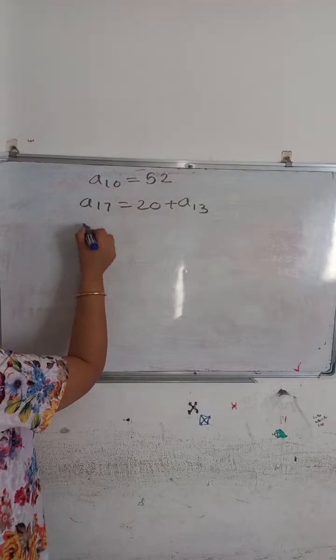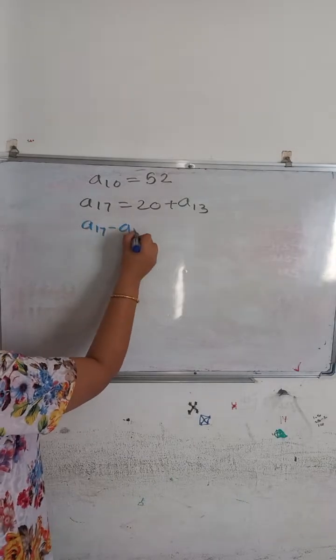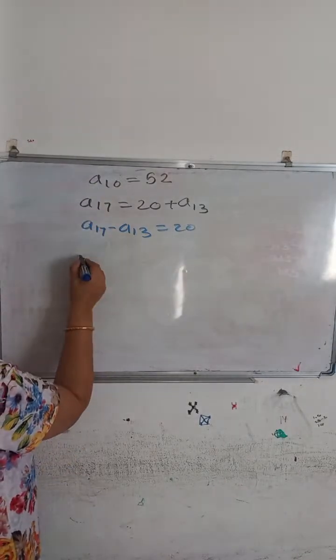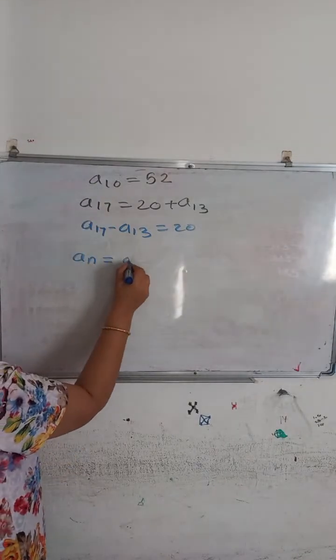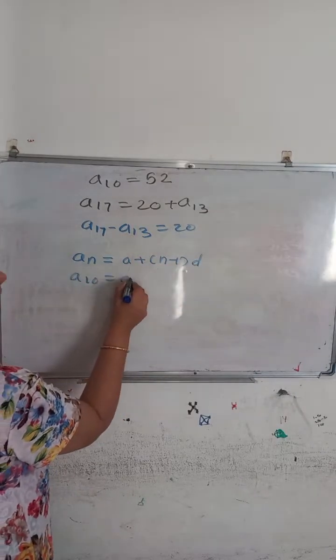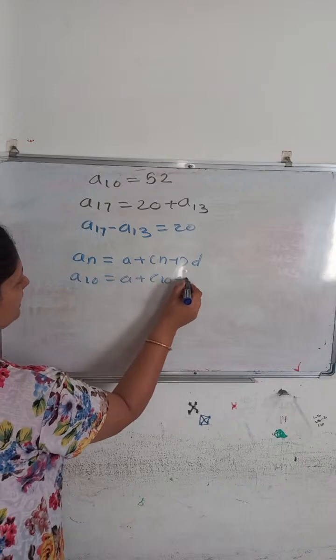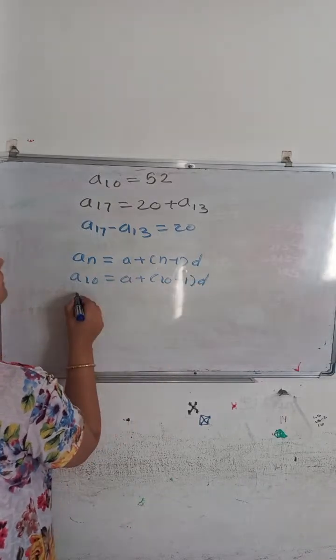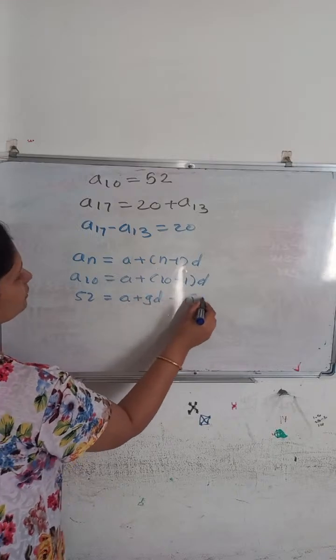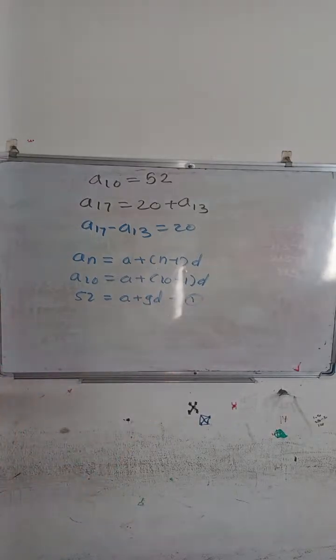Here we can write A17 minus A13 is equal to 20. So A_n is equal to a plus n minus 1 into d. So A10 is equal to a plus 10 minus 1 into d, that is 52 is equal to a plus 9d. So keep this as equation number 1.